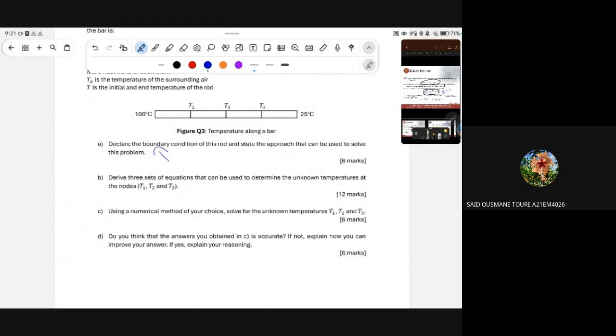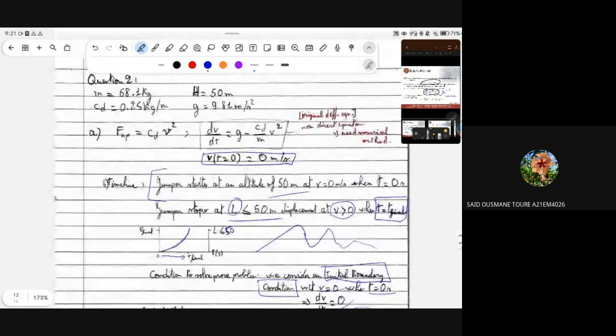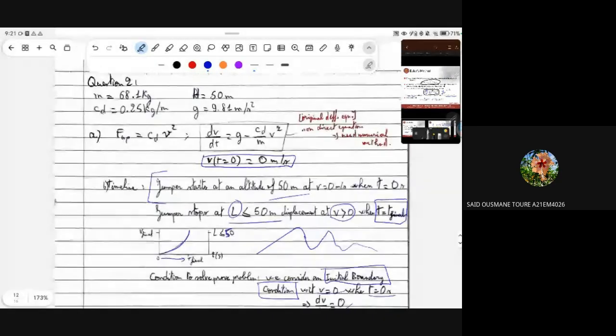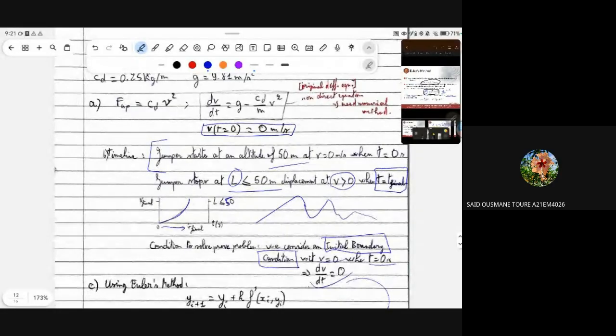Okay. So what are you confused about again? You don't know if we have an initial boundary or what exactly? Okay. Sketching part.